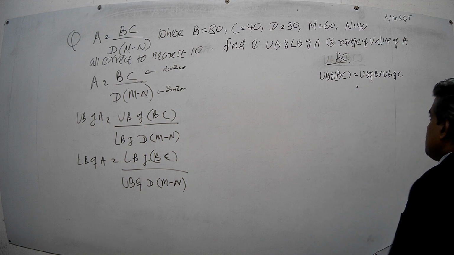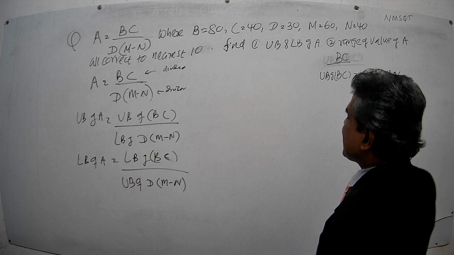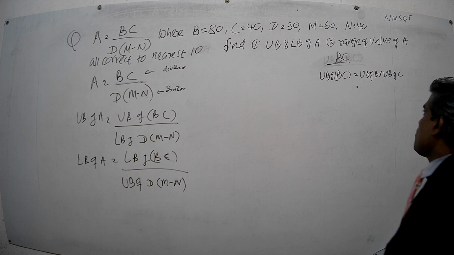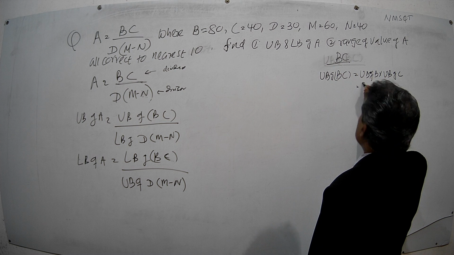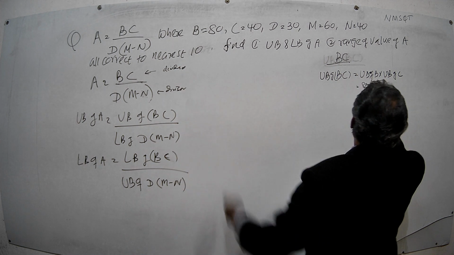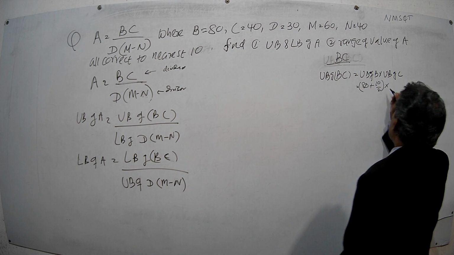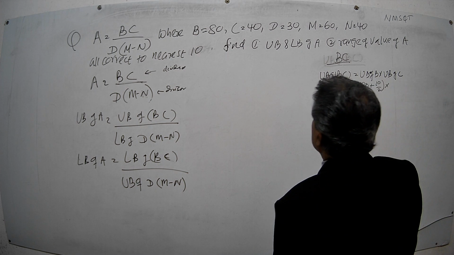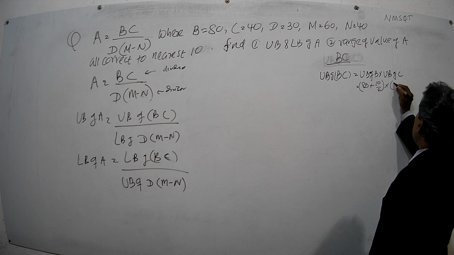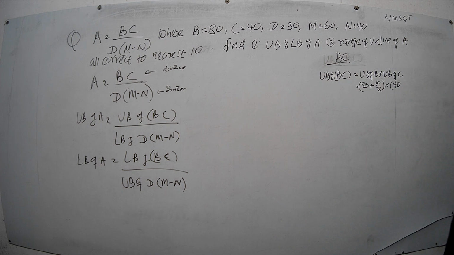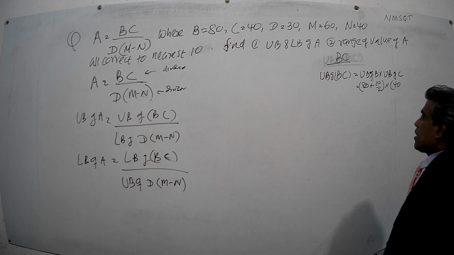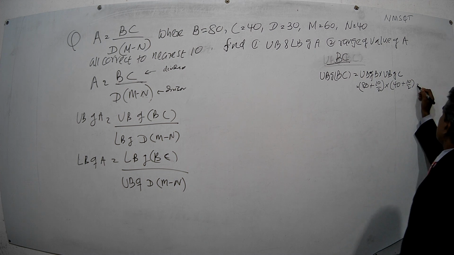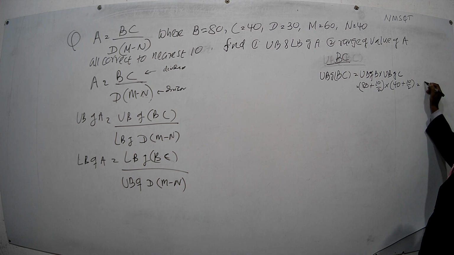How do you find upper bound of B? That's the upper bound of a single corrected value. The general formula is corrected value plus degree of accuracy over 2. The corrected value is 80 plus degree of accuracy 10 over 2. Then multiplied by upper bound of C. C is 40, plus 10 over 2. Then that will be how much? That will be 1085.